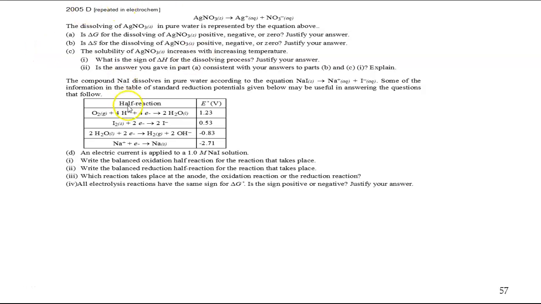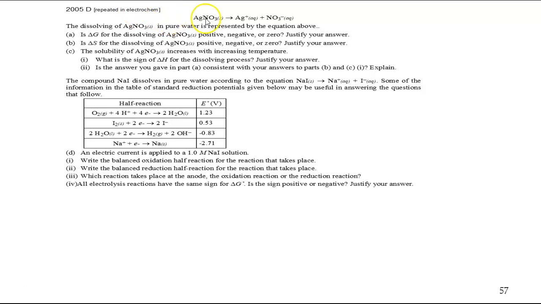Hi, this is AP Chemistry, free response question 2005, letter D. It involves both energy and electrochemistry. Let's solve them both. I'll do the entire thing and then we'll take a look at the answer. I'll use the strategy of trying to figure it out as we go.